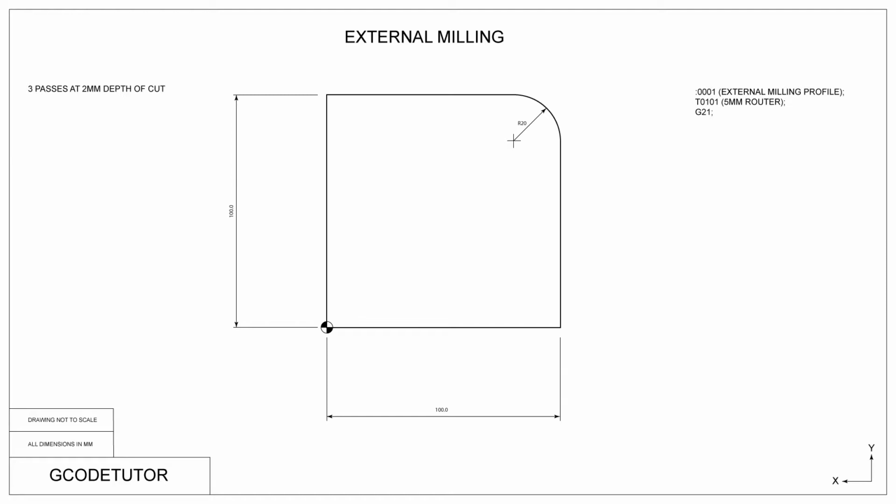The G21 command puts the machine into the metric system. For imperial, we use G20.